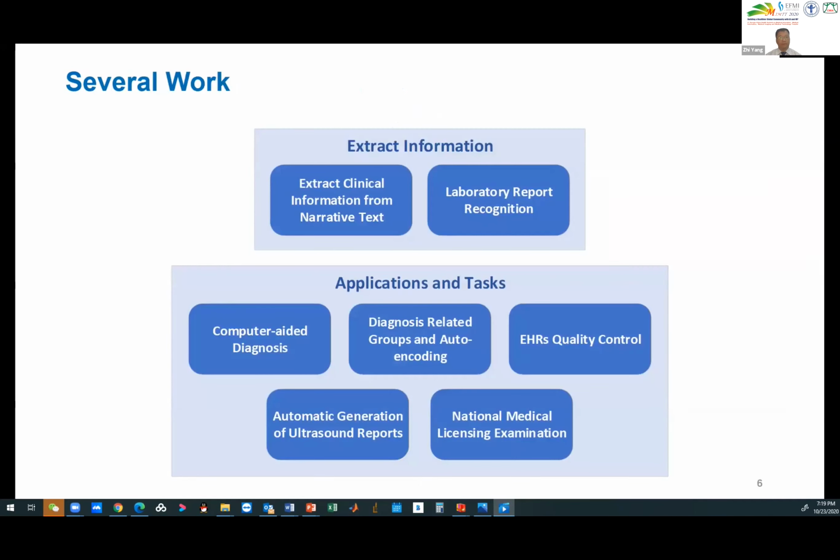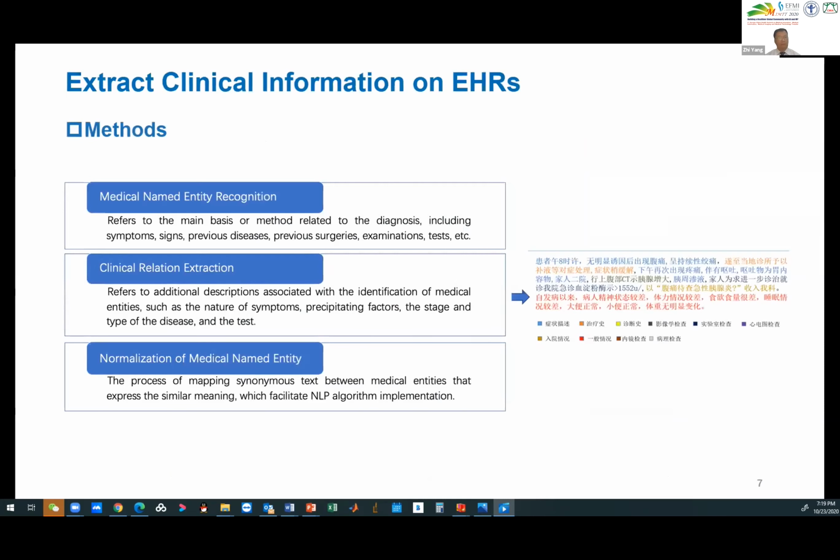There are two parts of our work on EHRs: extracting information from EHRs and the full application and task to make use of this information. The first step to utilize EHR is data cleansing, which makes them ready for use. Normally, to extract information from narrative text, we should scan all of that text and find all of the clinical entities such as symptoms, vital signs, laboratory tests, and so on. Then, clinical relation extraction should be conducted to find the relations between these clinical entities, like the attributes of a symptom, such as degree, time of duration, and so on.